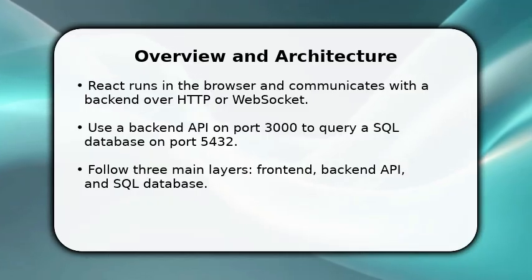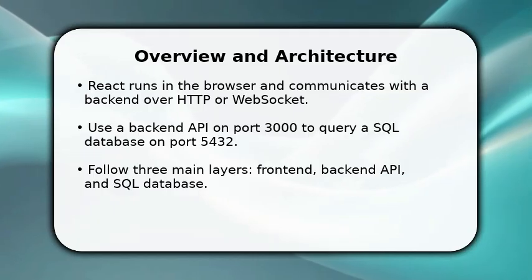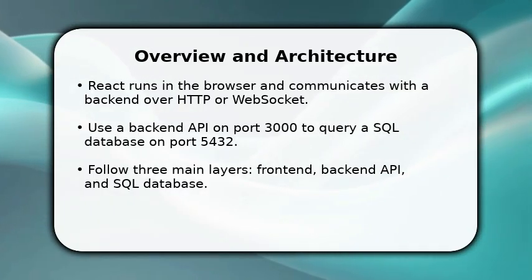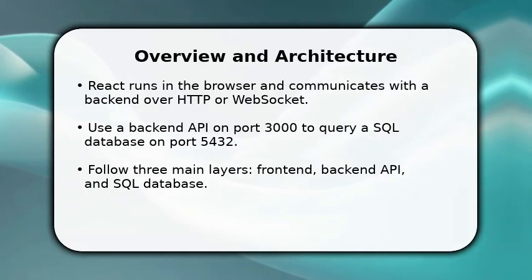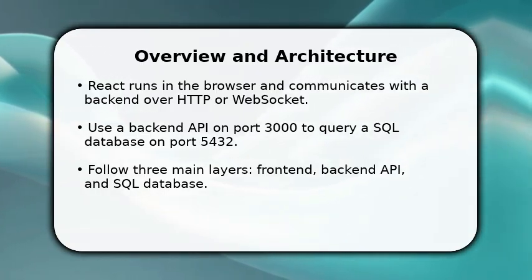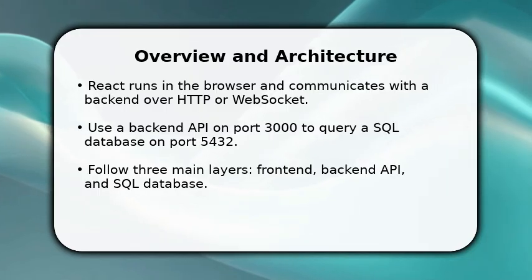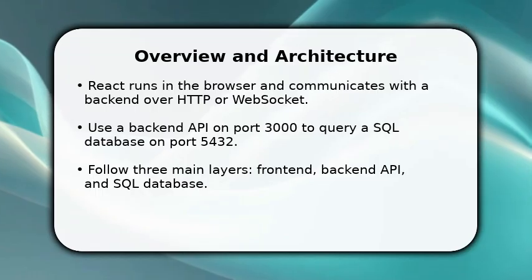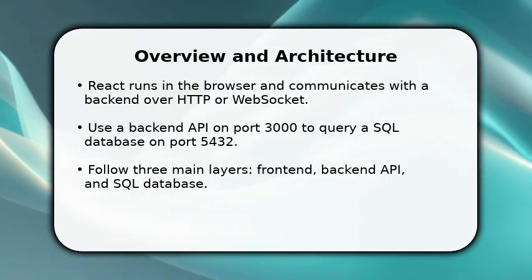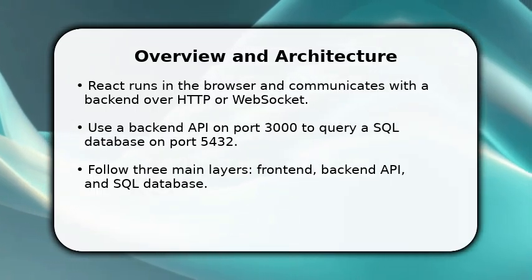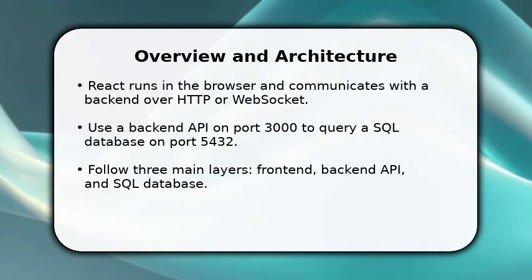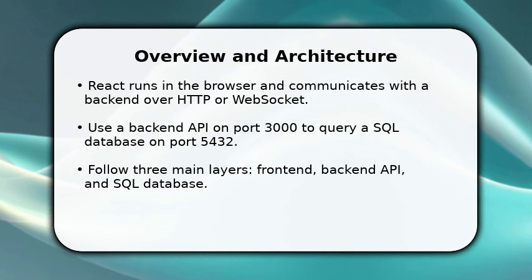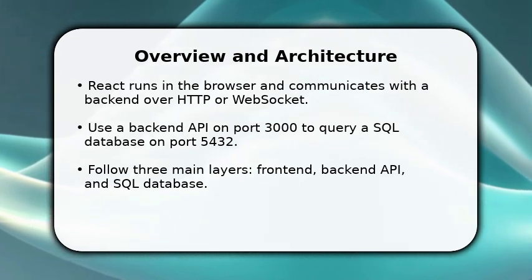This guide explains how to connect React.js to a SQL database using a backend API and client code. The browser runs React and never connects directly to the database for security and stability. You will create a backend API that listens on port 3000 to handle requests and speak to the SQL server on port 5432. The architecture splits responsibilities into 3 layers: React frontend, backend API, and SQL database.